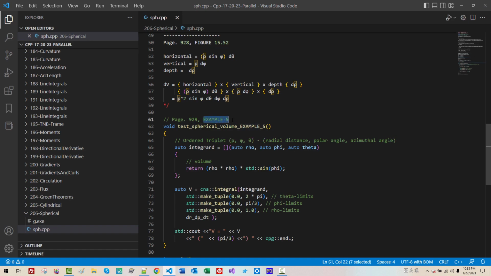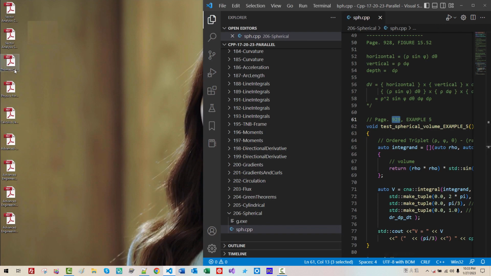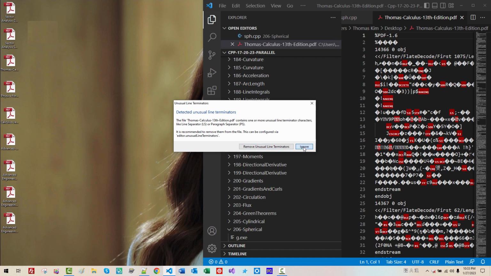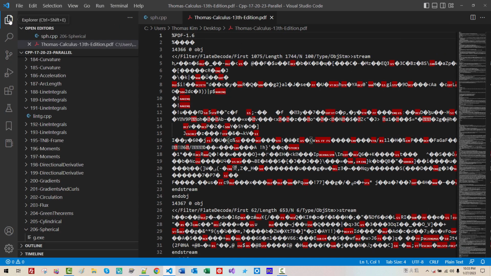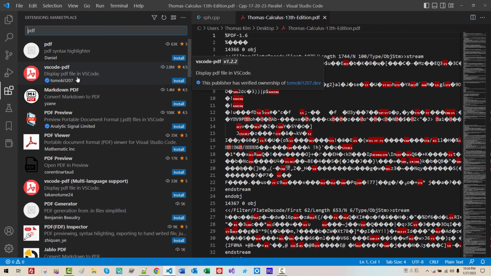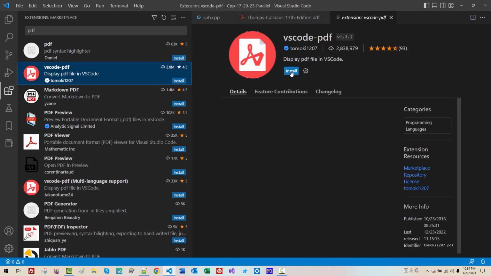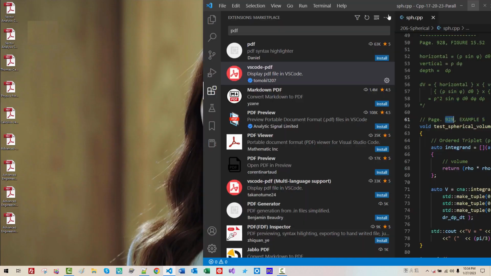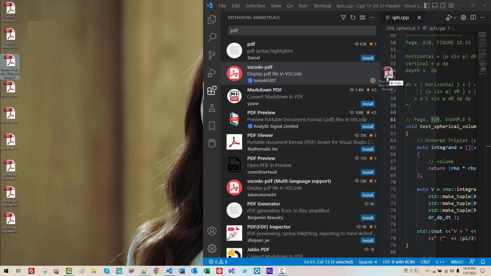Open up Visual Studio Code. We implemented example 5 on page 929. Just so you know, I will drag Thomas' Calculus 13th edition here. I will make it big. Then, in VS Code, a PDF extension displays a PDF file in VS Code. Install. Okay, I will close it and open it again.